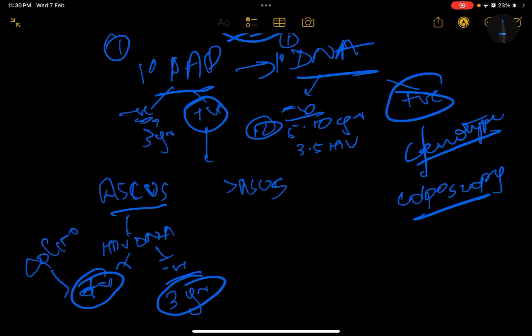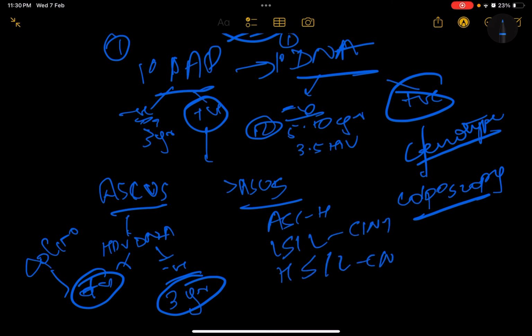If it's more than an ASCUS, that means something like an ASC-H, an LSIL, or an HSIL. LSIL is basically CIN1, HSIL could be CIN2, CIN3, CIS, but CIS would be completely different on the report. So what do you do in all of this? Do you go for a DNA? I'm saying no. Just go for colposcopy.